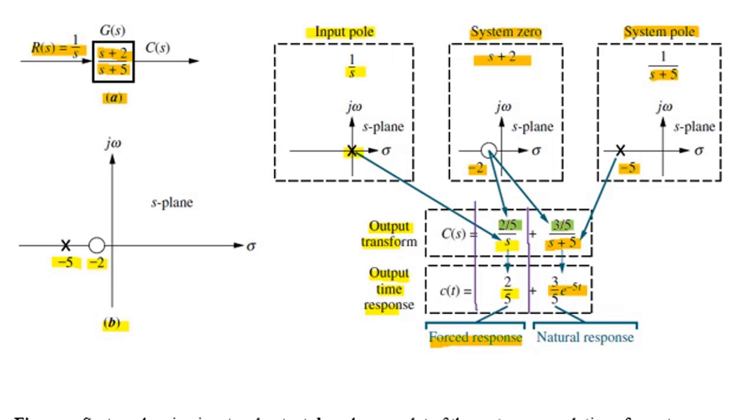In the second term, we had 3 over 5 whole multiplied by 1 over s plus 5. Now if we take the inverse Laplace of 1 over s plus 5, we get e power minus 5t. So this portion, e power minus 5t, is due to the system response or the pole of the system, and this will be our natural response of the system.